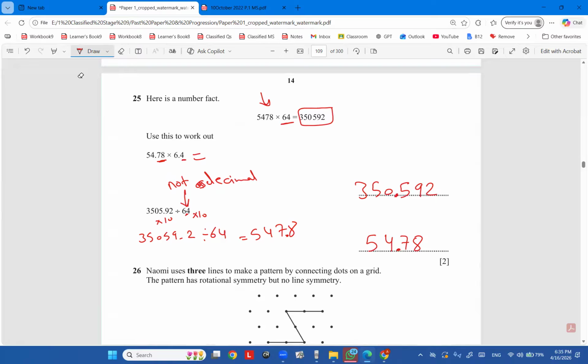Okay, but definitely right now, as you see, this is not the question. It's a question that I made up. So if you had the divisor as a decimal, make sure that you turn it into a whole number first.